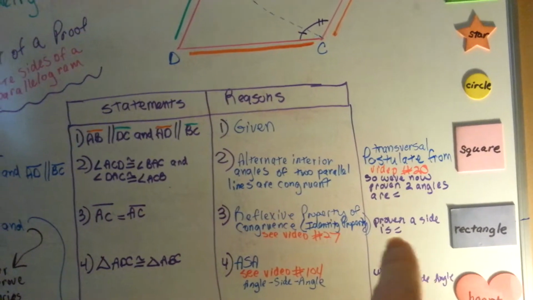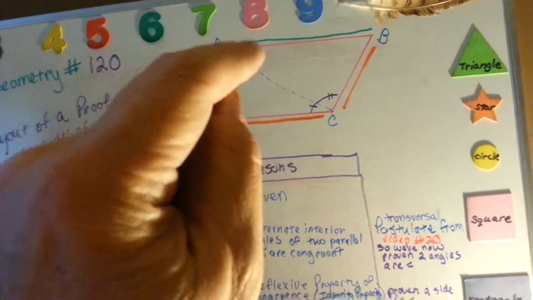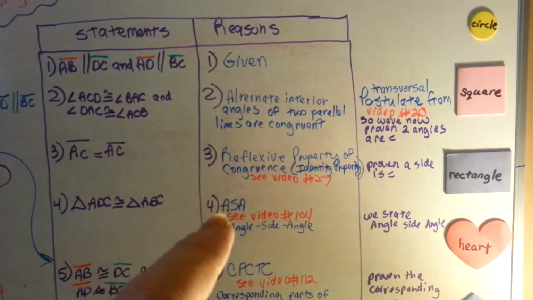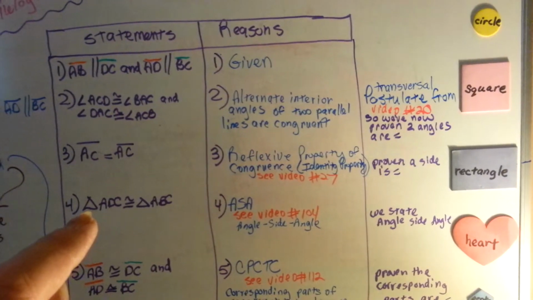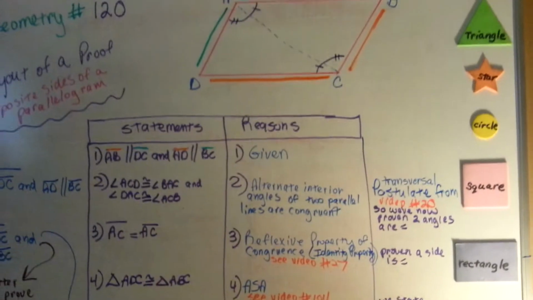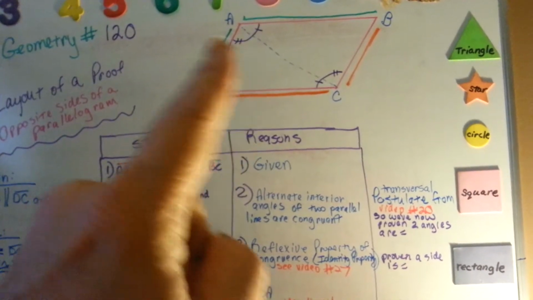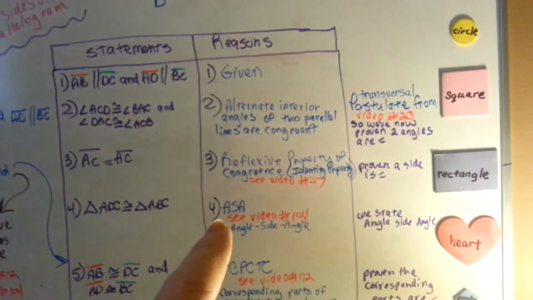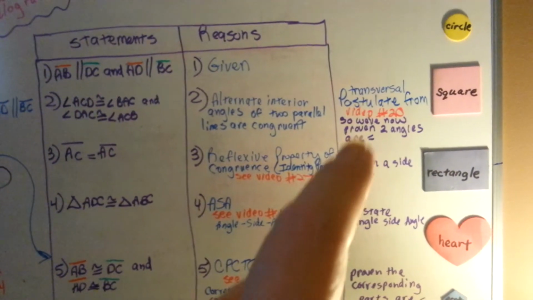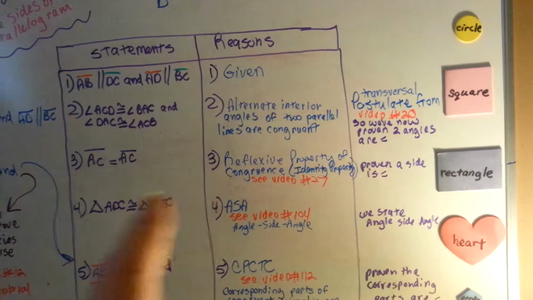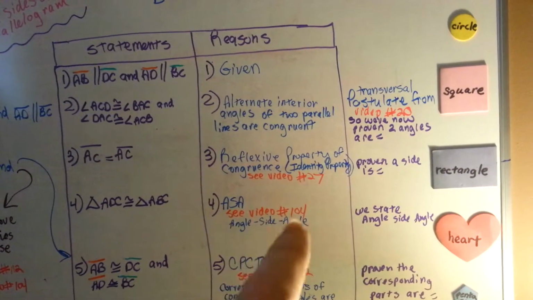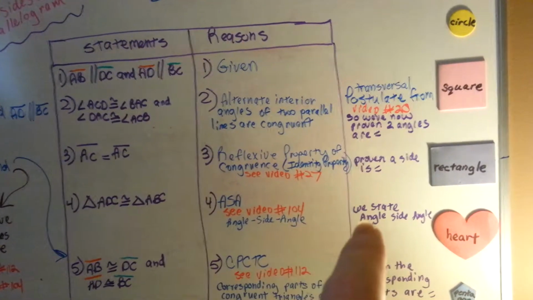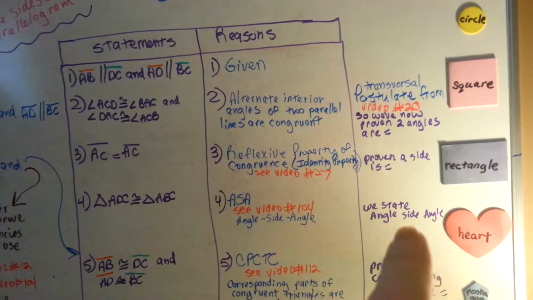So now we've proven a side is equal. We got two angles equal and we've got a side equal. Well, guess what? Two angles and a side. We can say that triangle ADC, the one on the left, is congruent to the triangle on the right, and our reasoning is angle side angle. We've proven the two angles on the side, so now we're stating it. That was the ASA rule, the angle side angle rule, in video number 104. So now we stated that we've got angle side angle congruent.